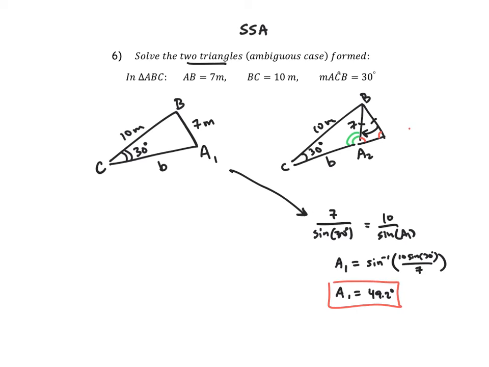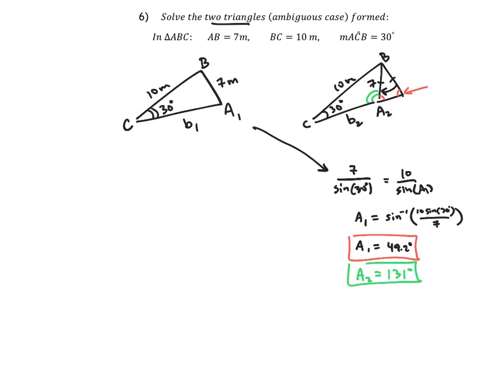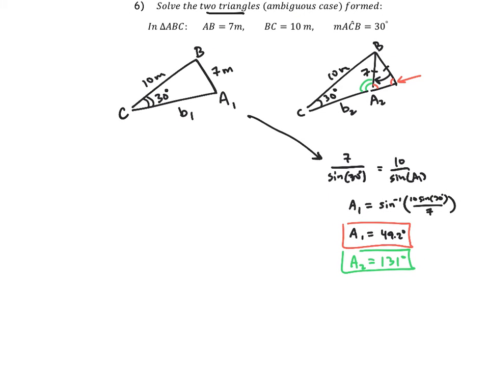Now the cool part, like we said. So that's A1, that would be our red angle right here. A2 ends up being supplementary to that, so A2 equals 180 minus that, which to 3 sig figs is 131. So I've almost solved the triangle because I found those two angles. Now I've got to find the two possible values for B. This would be B1 and this would be B2. Notice that B2 would be smaller than B1.